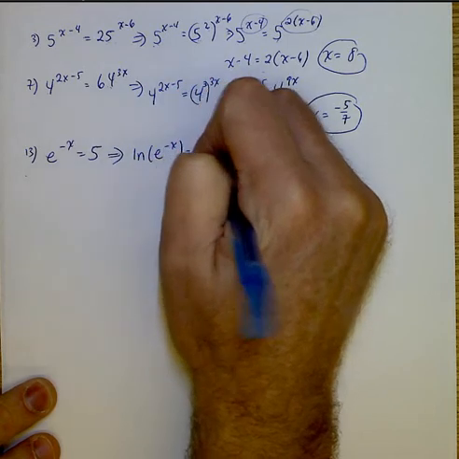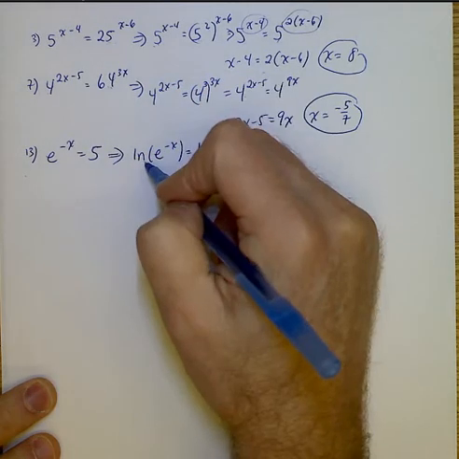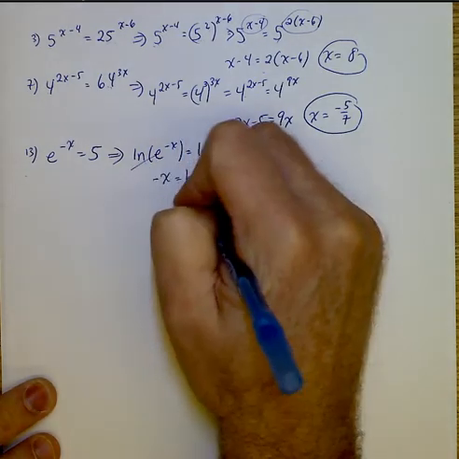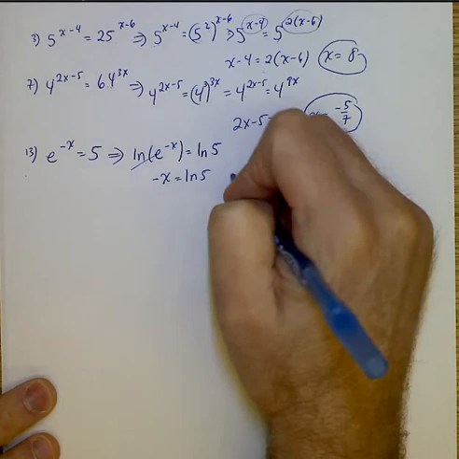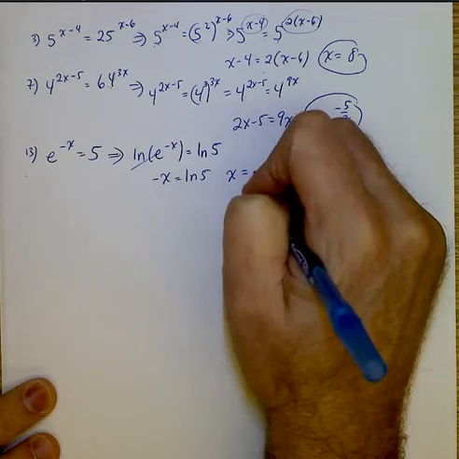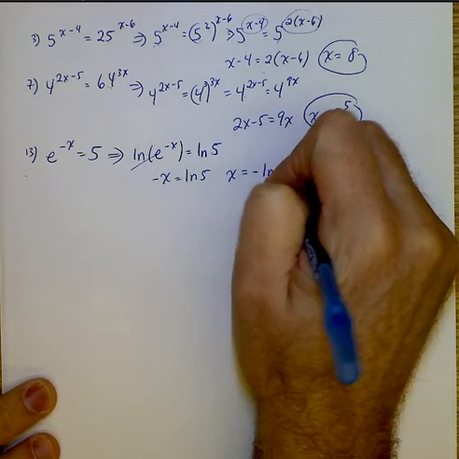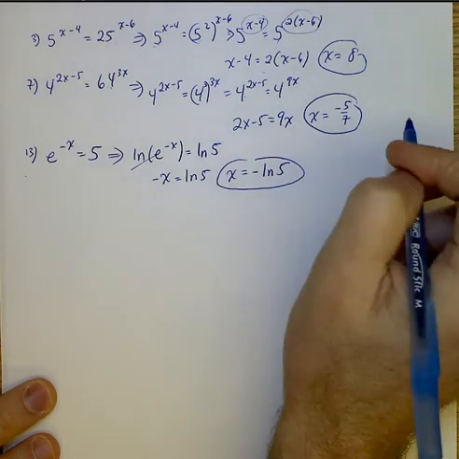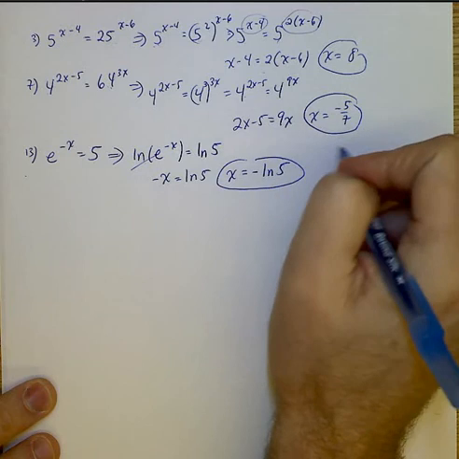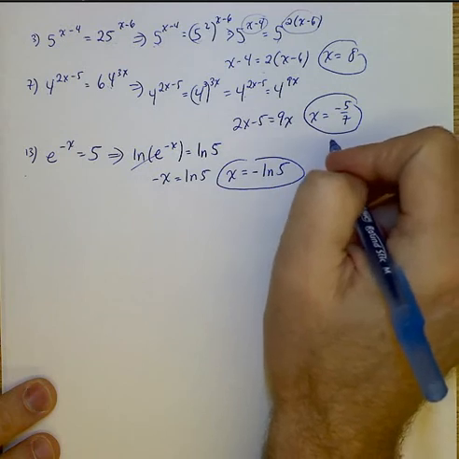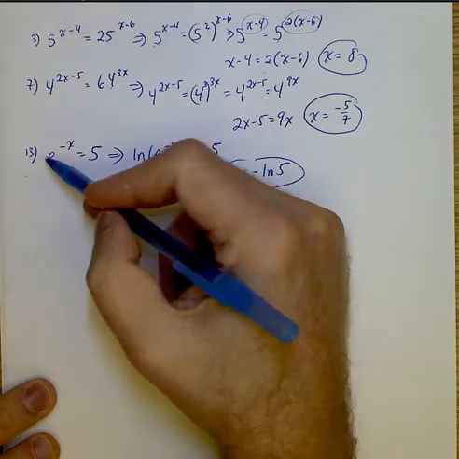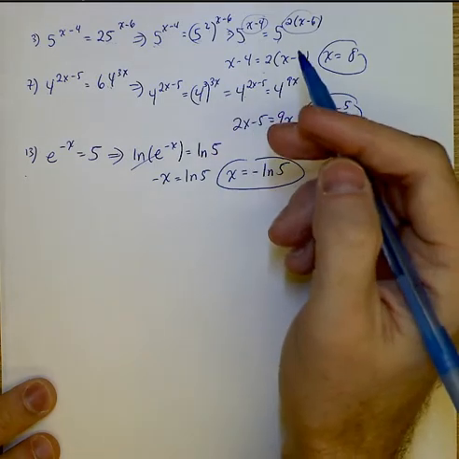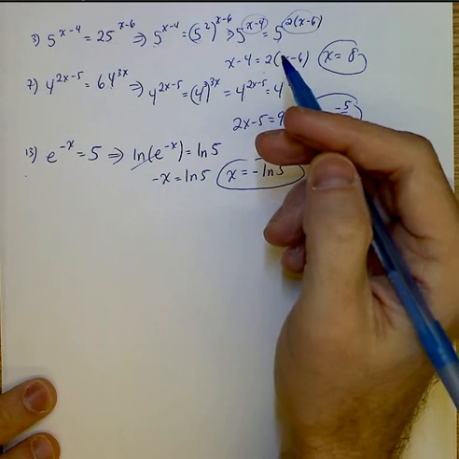what effectively happens here is these kind of cancel each other out. We get negative x equals the natural log of 5, or x equals the negative natural log 5. And that's the answer. Now you can go on your calculator at that point if you wanted to do the natural log of 5 and then take the opposite of it. But the way you get rid of an e is you apply the natural log, because that's kind of like canceling it out. It's like multiplying a fraction by its reciprocal, always equal to 1.